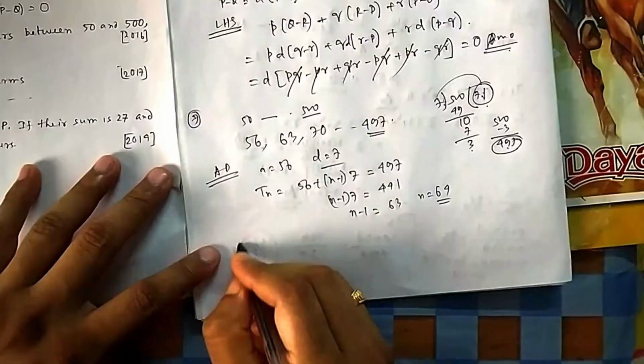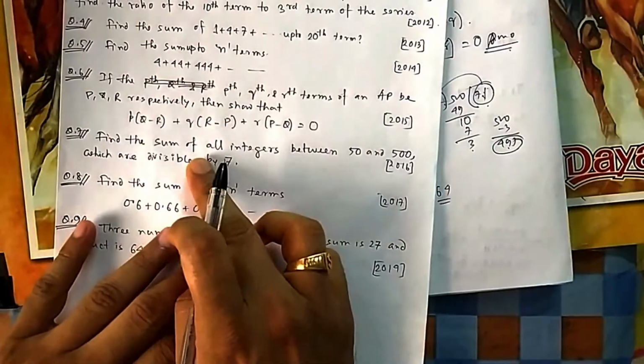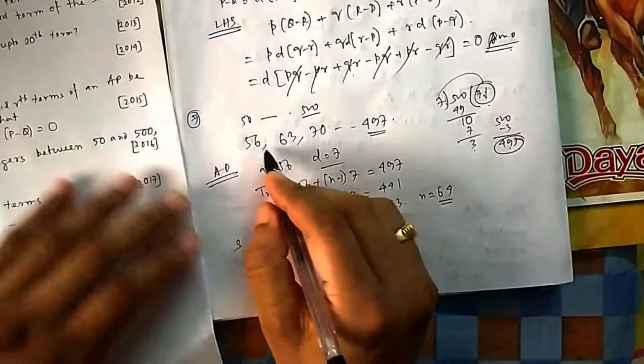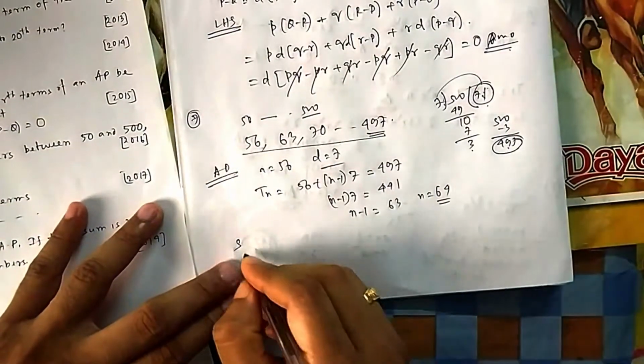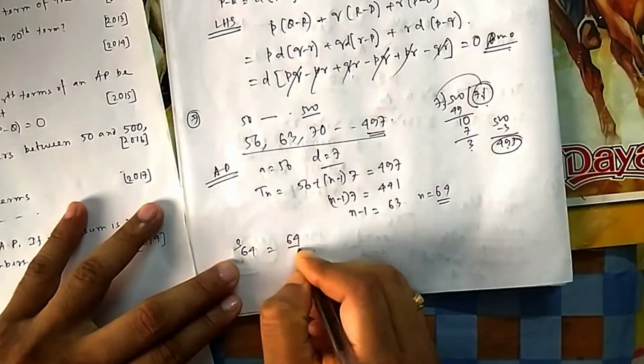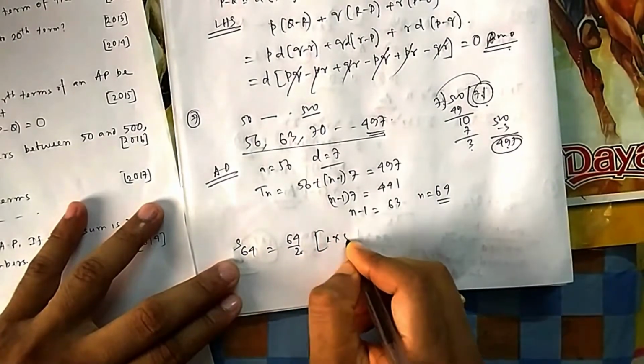Once you know n, now you can find, you have been asked to find the sum of all integers, meaning everything. You have to sum all these numbers, that is S64. So it will be 64 by 2, 2 into A, I am directly writing it.